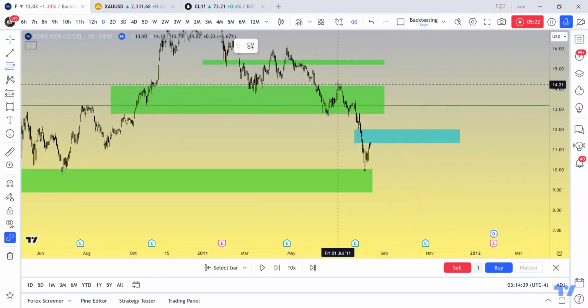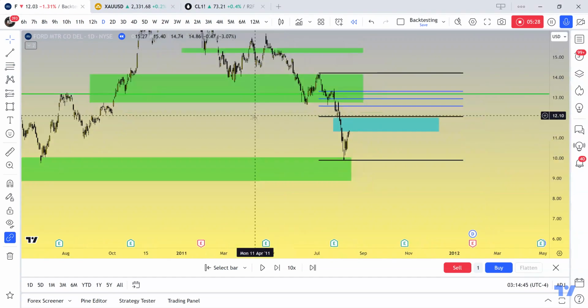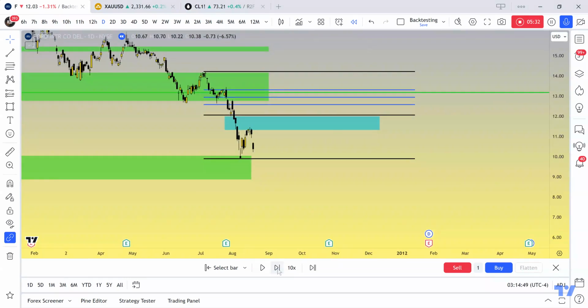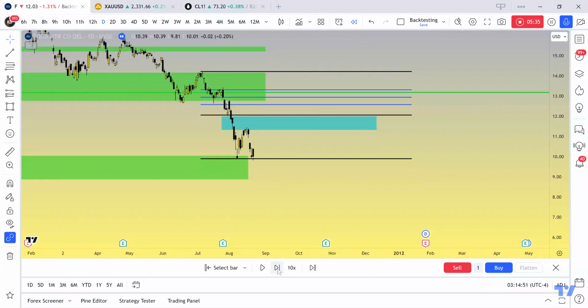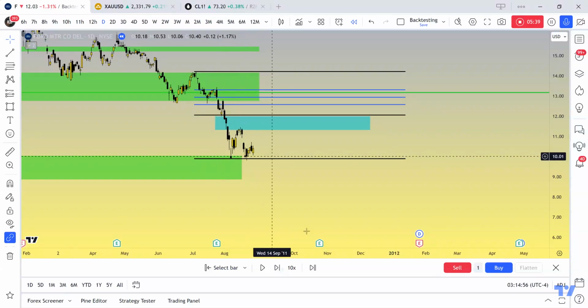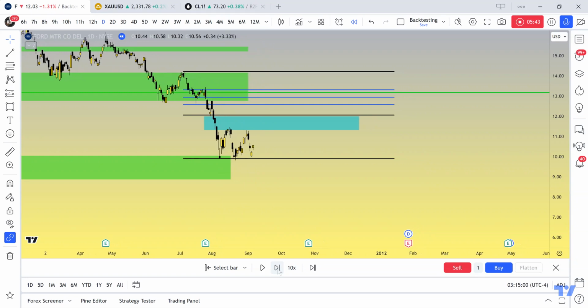So let me plot out the range. Premium discount. Okay, premium's up there. Okay, looks like we may be just coming lower straight away. Well, let's see. Okay, can we make one more high?